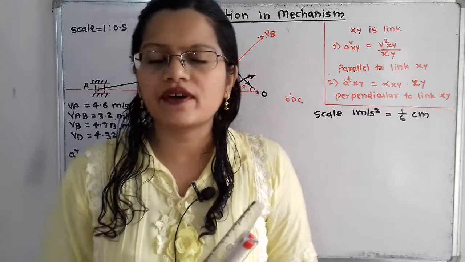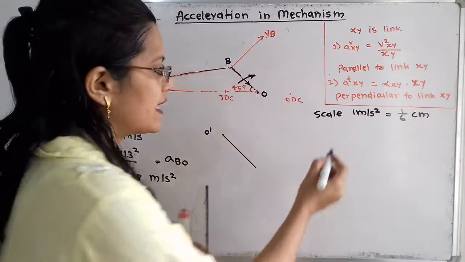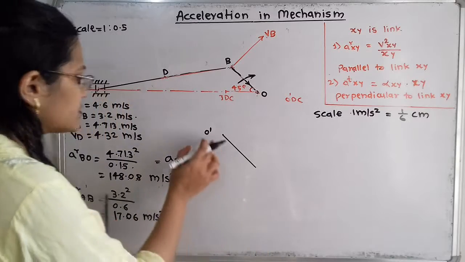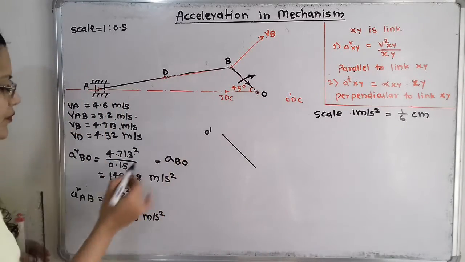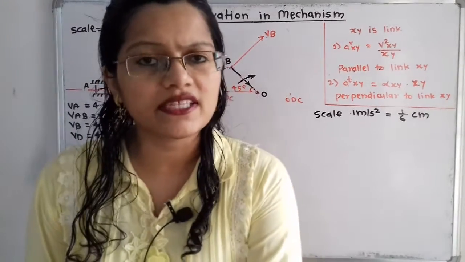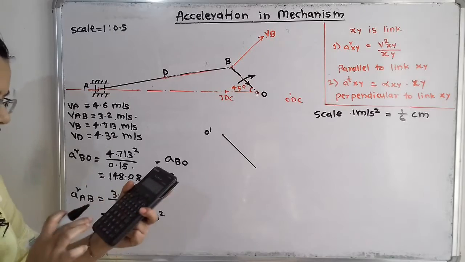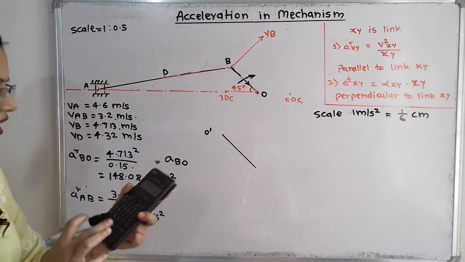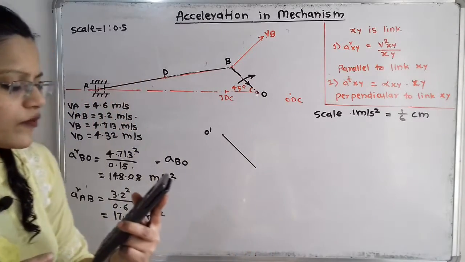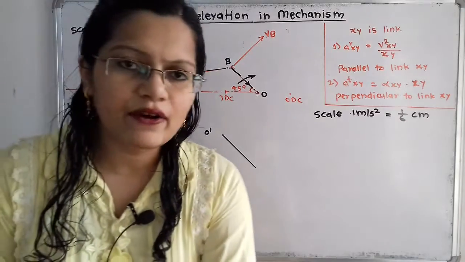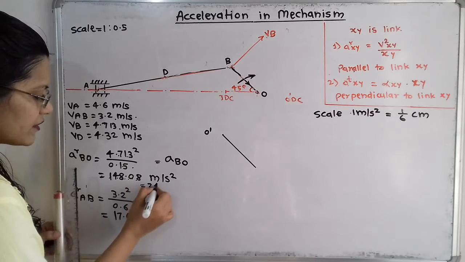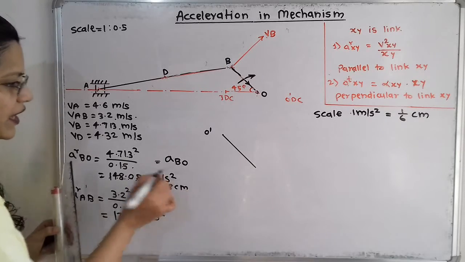So for that we will refer to one scale. So here scale 1 meter per second square is equal to 1 by 6 centimeter. So what is the magnitude here for this BO? So it is 148.08 meter per second square. So we will consider it as 148.1. So if I take 148.1 divided by 6, it is equal to 24.68. So I have to take the scale that is equal to 24.68. So I will mention here 24.68 centimeter that we have to take.